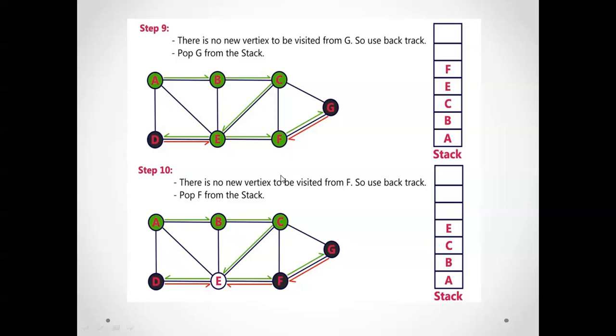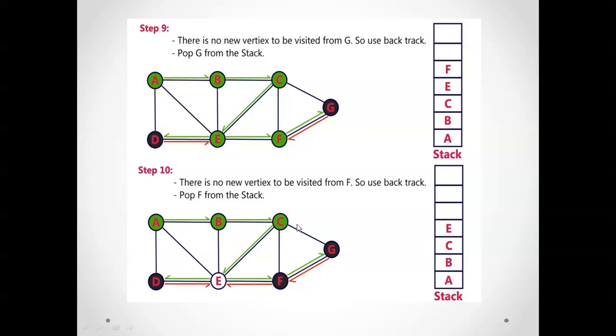Then come to the next. You are here now. Do we have any non-visited vertex from F? No, because E is visited and C is visited. Then what do you have to do? We need to perform the backtracking. So how we came, that way we need to go. Now we are moving back. From F to E, we are going to perform the backtracking. Whenever you are doing the backtracking, we need to remove the element from the top of the stack. Now I'm going to remove F from here.